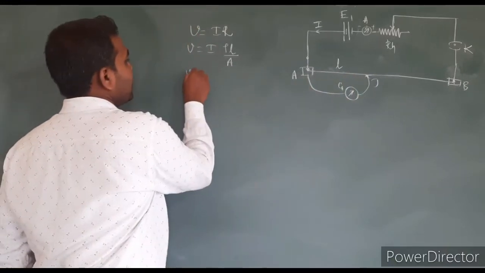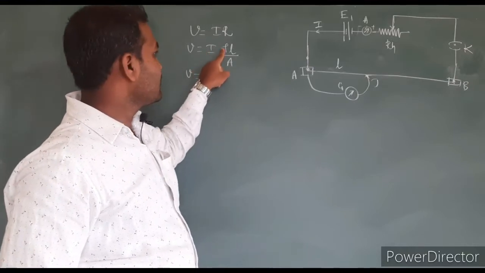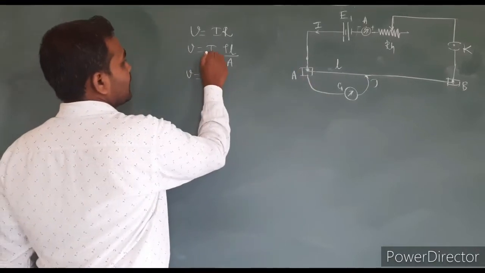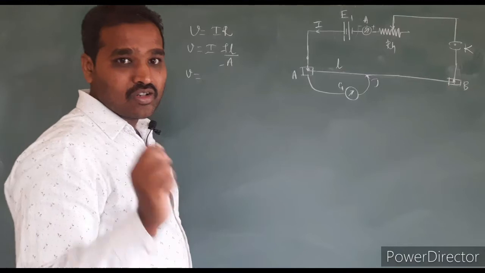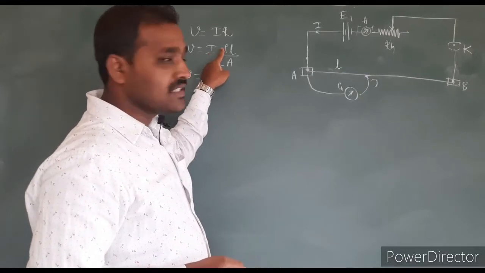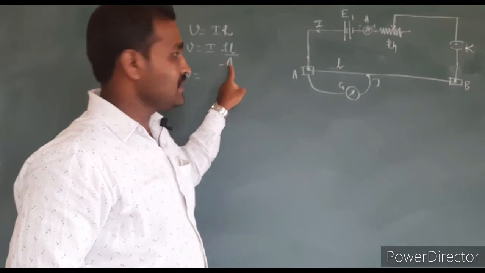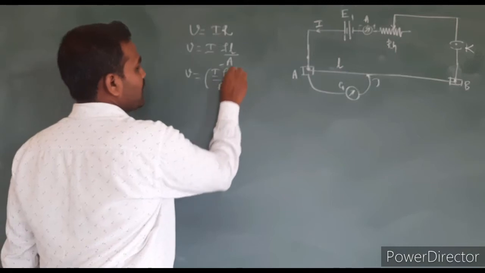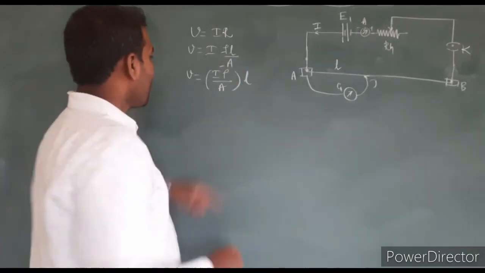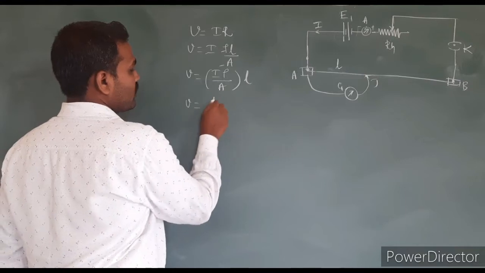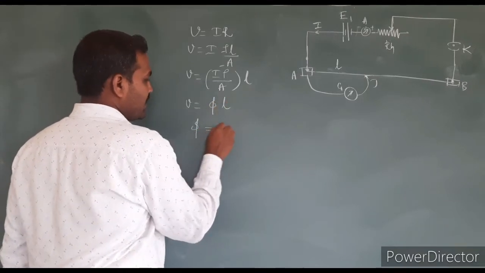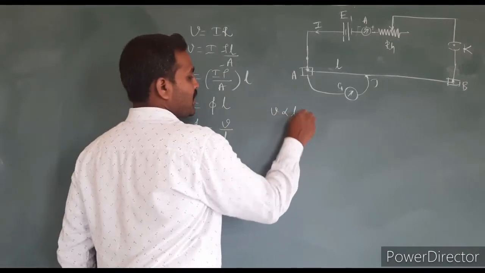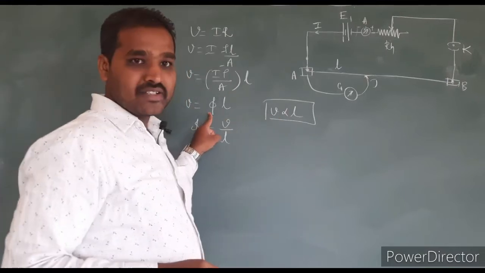When we maintain the electric current constant, and rho and A remain constant for the same wire, this factor I rho divided by A remains constant. By maintaining constant current, the resistivity and the cross sectional area of the wire do not change. Hence this term remains a constant. I can write it as I rho divided by A into L. So this constant I can write as V is equal to phi into L, or phi is equal to V divided by L. From this equation, V is directly proportional to L because phi remains a constant.